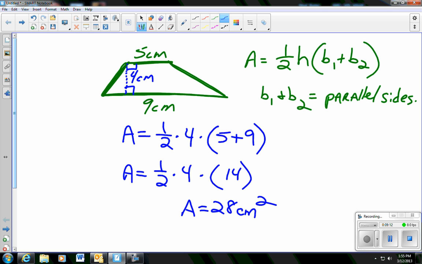So again, the important part there, understand base and height have to form a 90-degree angle. That's how you know they're the base and the height. The only difference with trapezoids than triangles and parallelograms is that you have two bases, and you know they're the bases because they are the two sides that are parallel to each other.